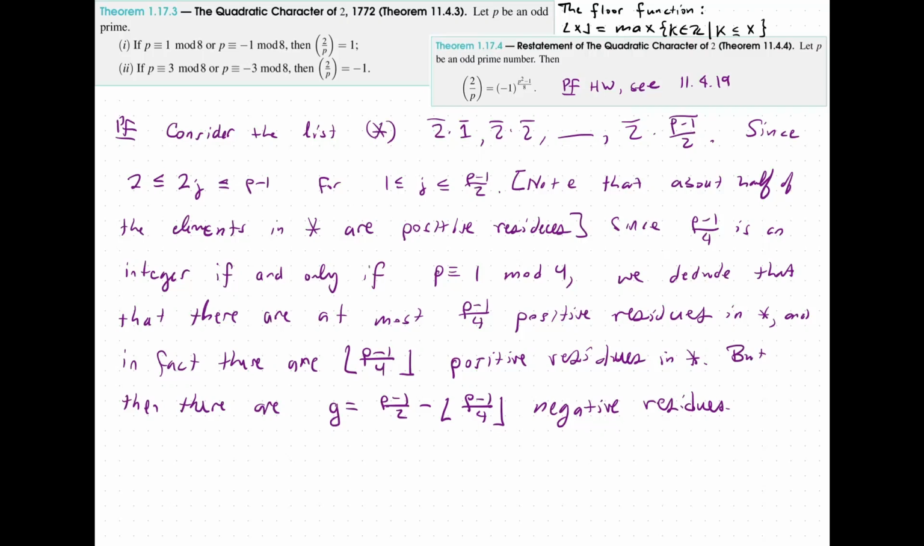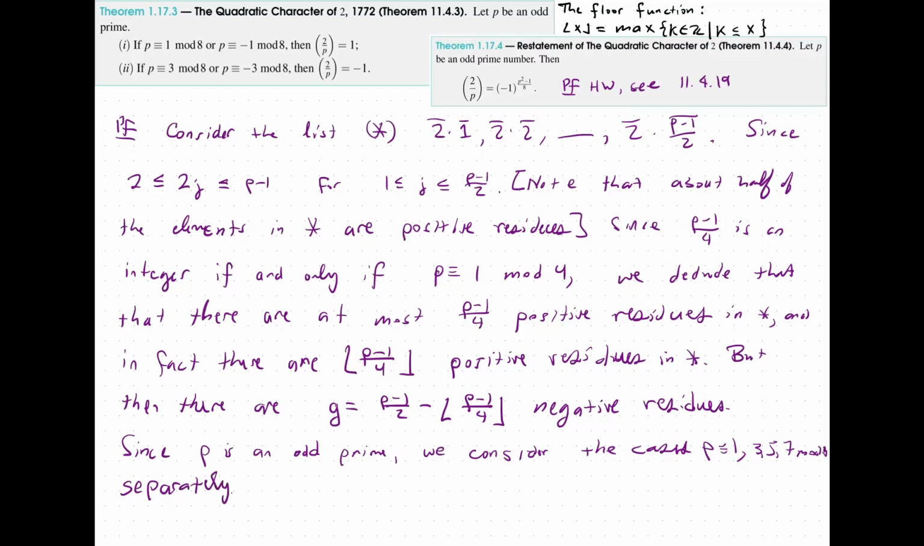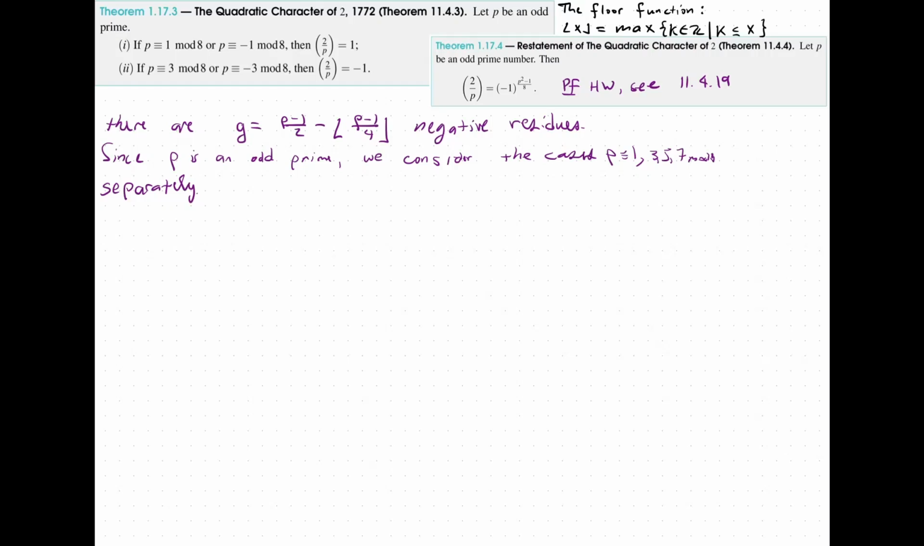Now, p is an odd prime. Since p is an odd prime, we consider the cases p congruent to 1, 3, 5, and 7 mod 8 separately. And so that's what we're going to do now. We're going to break this into cases, and then we're going to apply Gauss's lemma because now we know what g is. And so if we take negative 1 to the g, we can compute 2 on p. So let's go ahead and do this. So case 1.